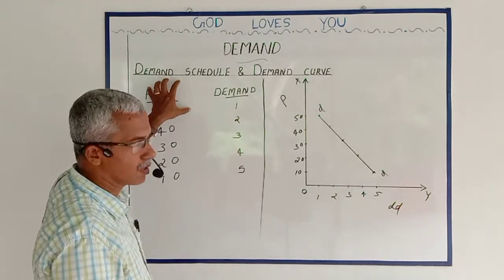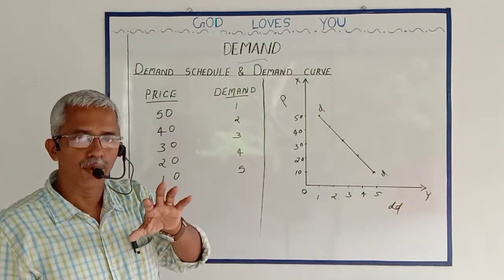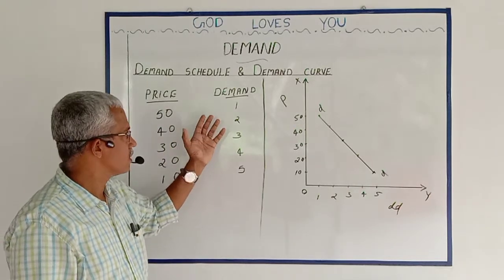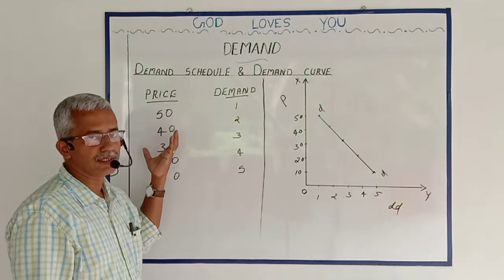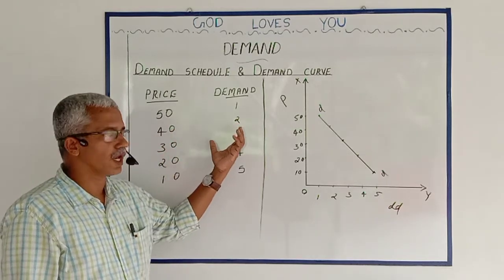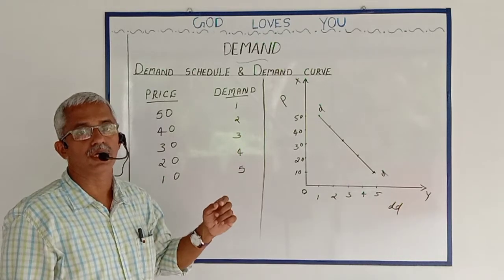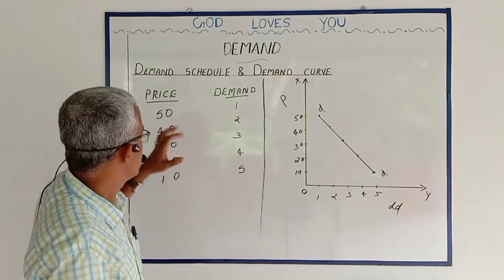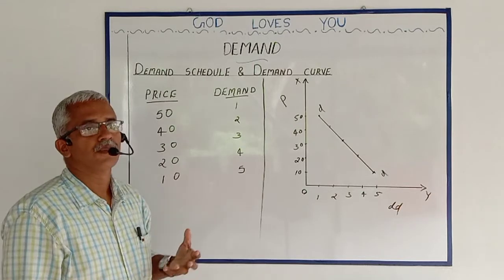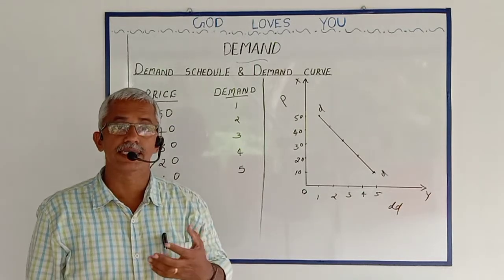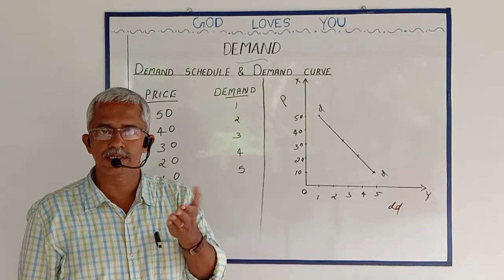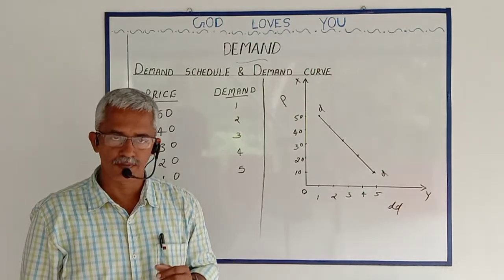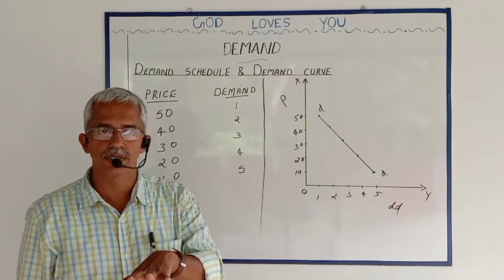That is a demand schedule, in the sense, it is a table which represents the price and the demand for the commodity, or the quantity demanded at various price levels. In the previous classes we already explained that price and demand are negatively related, in the sense when the price increases, demand for the commodity decreases. When the price decreases, demand for the commodity increases. We have to give values on the basis of this law of demand.